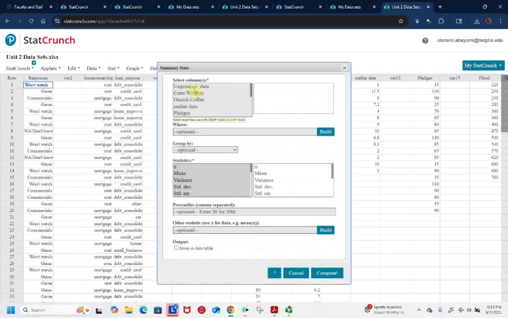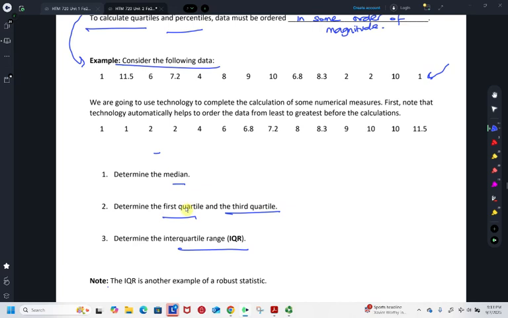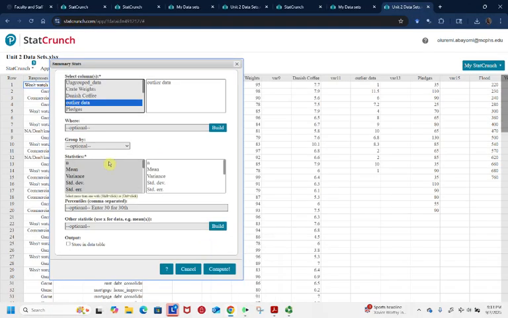So I'm going to click on columns. And what is the name of that data? I've called it outlier data. Sure. So I'm going to click on outlier data, and let us see what we want to compute. We want the median, the first quartile, and the third quartile. So we can do that here. And so we are going to say we want the median.